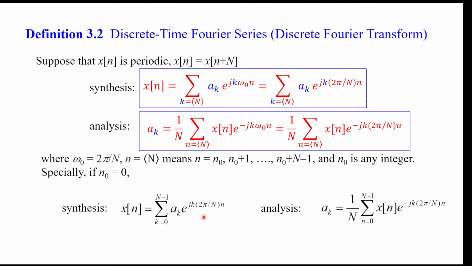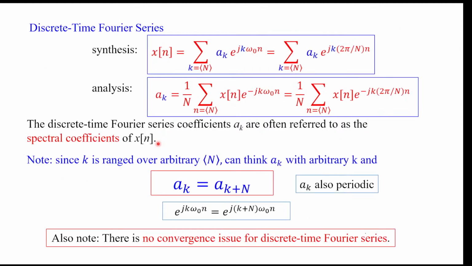Maybe the most natural pick is n0 equals 0, and they are summing from 0 to N minus 1, and a_k also from 0 to N minus 1. These two formulas will tell you everything you need to know about discrete-time Fourier series. You can do any calculation from those two equations. But first, let's look at more properties.